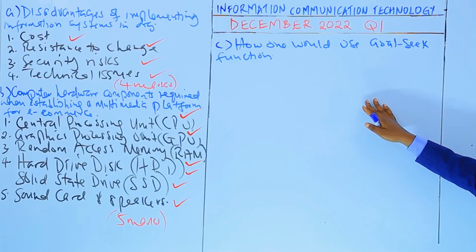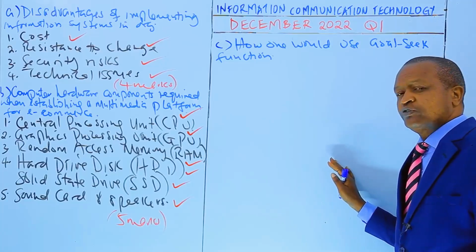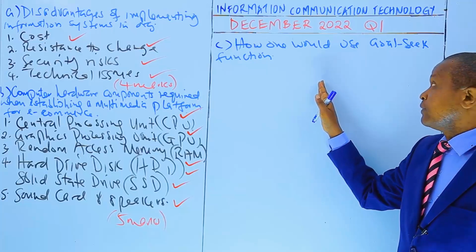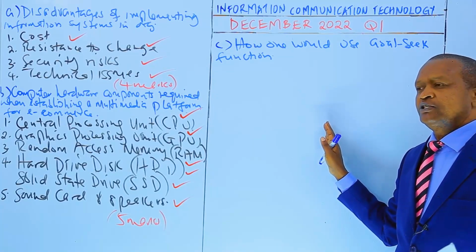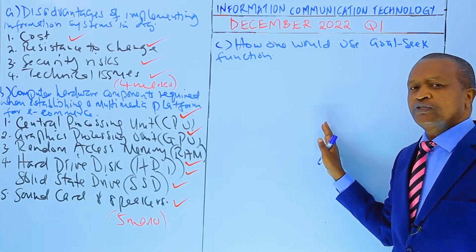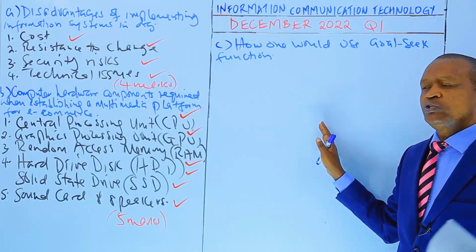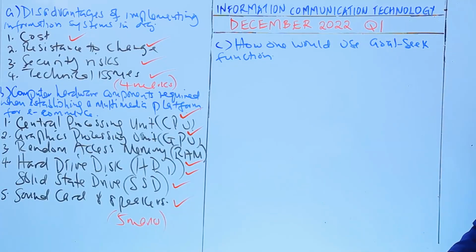So that is an example of how, using an example, one would use a goal-seek function in a business. I've given you an example where a business would want to achieve a certain profit, but it does not know the number of units to produce. So the goal-seek function found in spreadsheet software like Microsoft Excel can be used to find the input value needed to achieve a desired result.